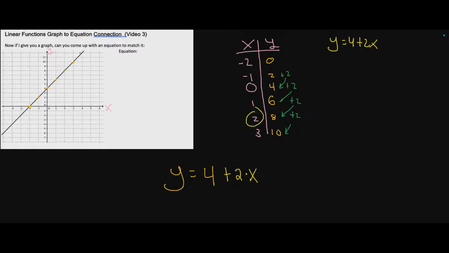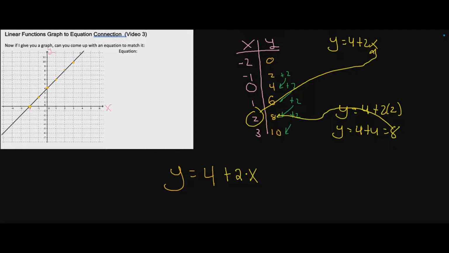Okay, watch what happens. Take 2 and let's plug it in here. So y is equal to 4 plus 2 times 2. Put in the 2 for x. What's 2 times 2? That's 4. So we get 4 plus 4, which is 8. And we get exactly what we get here on the table. When we go to 2, the y value is in fact 8.